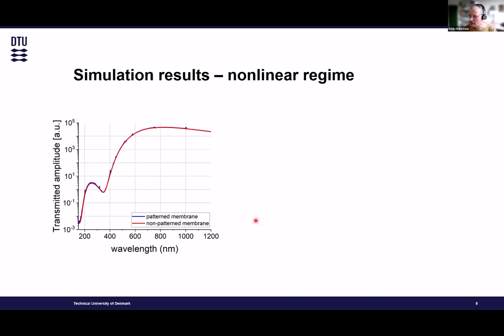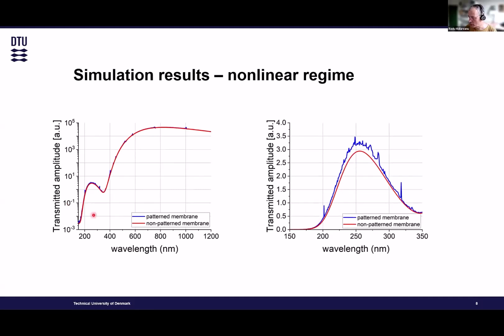However, what we discovered is that if we change the bandwidth of the pulse, so now we have a pulse that is much shorter, so much broader bandwidth, we start to hardly see any difference between the patterned and non-patterned membrane. And if we again zoom in here, we see that instead of several orders of magnitude, we are talking about hardly above 1 as an enhancement factor.